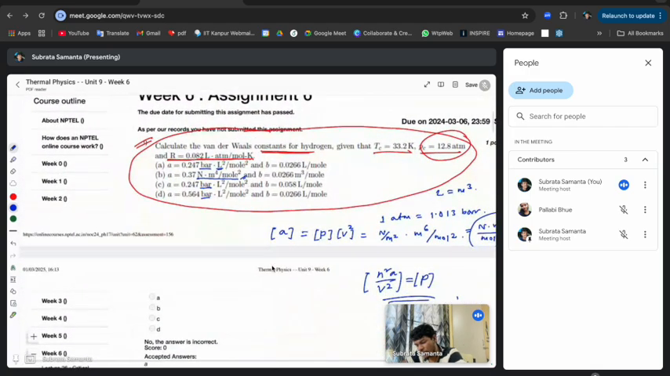Yes, so the first one: values of A 0.247 in the unit bar, and the values of B in the unit liter per mole. So bar liter square per mole square is the unit of A, and B is liter per mole. So answer A is correct.